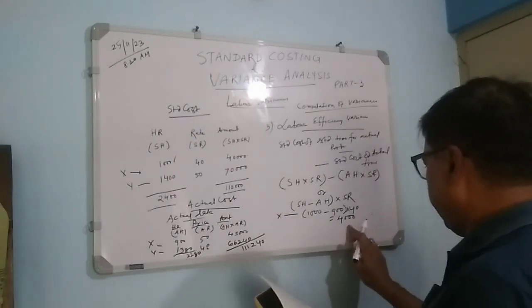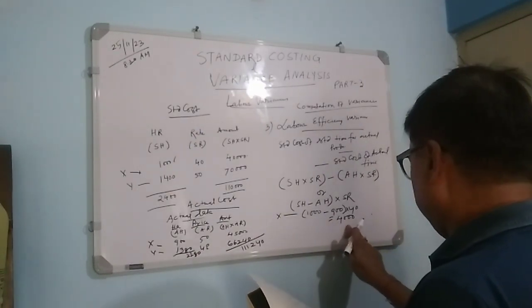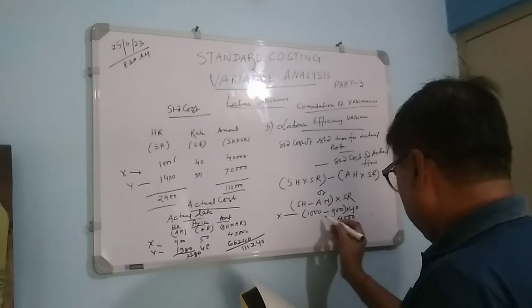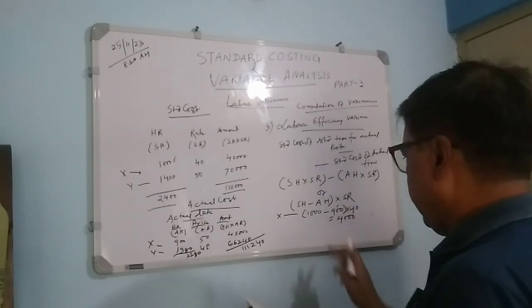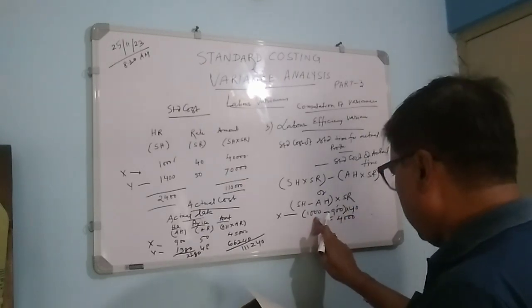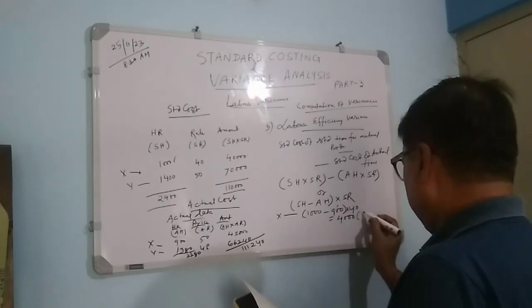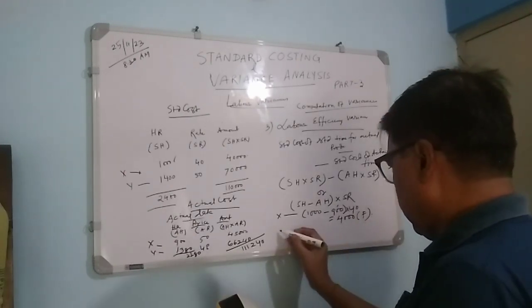Is this variance favorable or unfavorable? You see that your actual hour consumption is less than your standard hour, so in costing it will always be a favorable variance. You are getting my point?